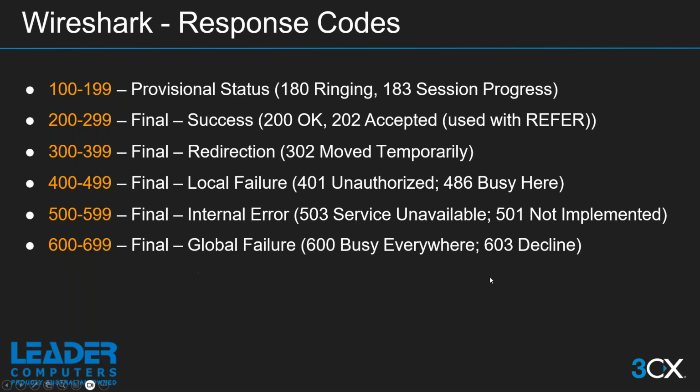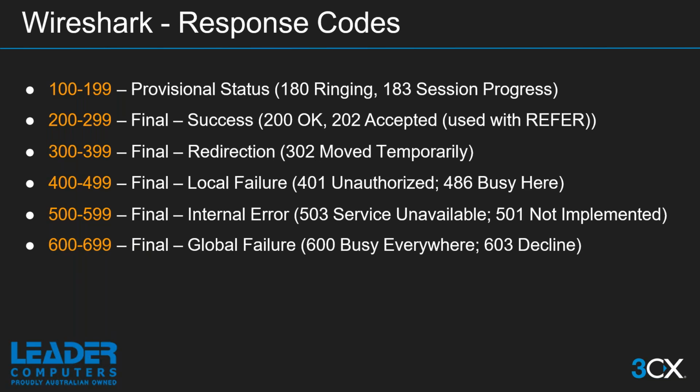And then there are response codes. Anything from 100 to 199 is provisional status, and 200 to 299 is success. 300 to 399 is redirection, 400 to 499 is local failure, 500 to 599 is internal error, and 600 to 699 is global failure. So for the last three, whenever you're facing an issue, you would see one of those, either 400s, 500s, or 600s. Depending on that, you would be able to determine where it's failing.